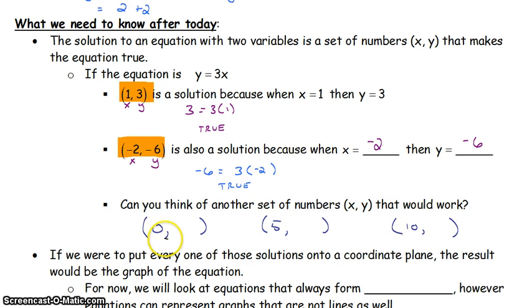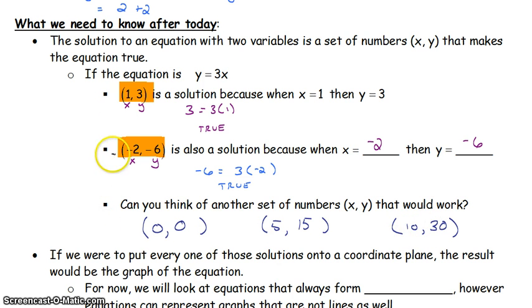Okay, maybe you tried some of these. Here's the way I would go about looking to see if you can do this. Pick values for x. So I picked 0, 5, and 10. If x were 0, then 3 times 0 is 0. Y is also 0. That's a solution. If x were 5, 3 times 5 is 15. So y would be 15. That's a separate solution. If x were 10, 3 times 10 is 30. So y is 30. That's another solution.